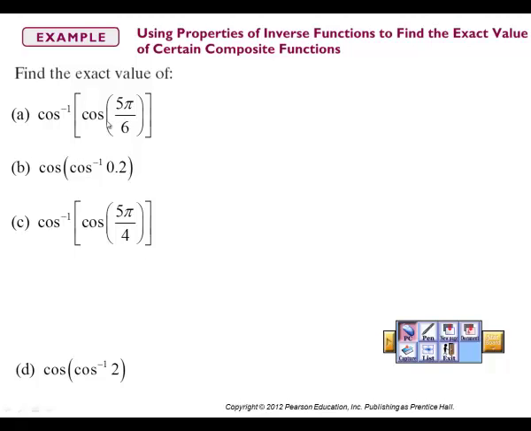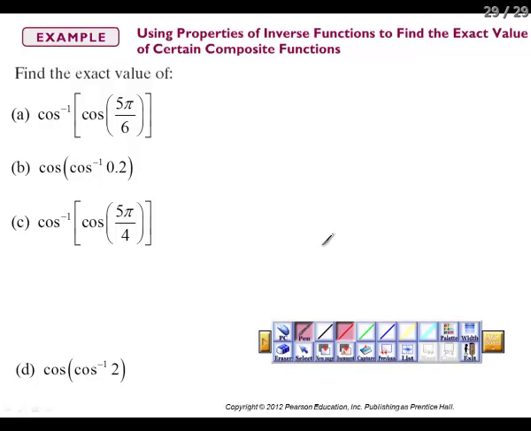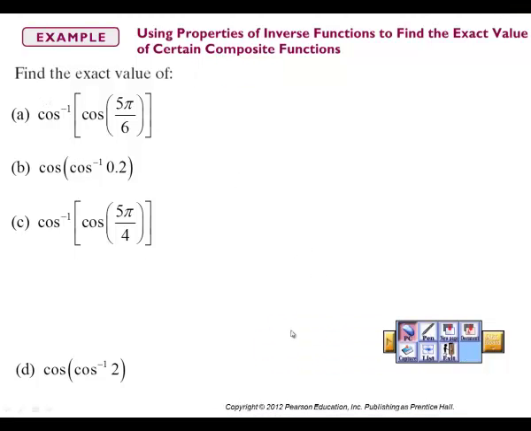So cosine fits within our domain for cosine. Our domain for y equals cosine x is between 0 and pi. So we ask ourselves, is 5 pi over 6 within that domain? And yes, it is. So we can say that cosine of 5 pi over 6 and inverse cosine would give us just 5 pi over 6.